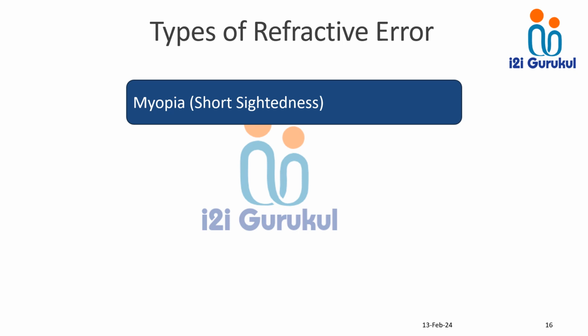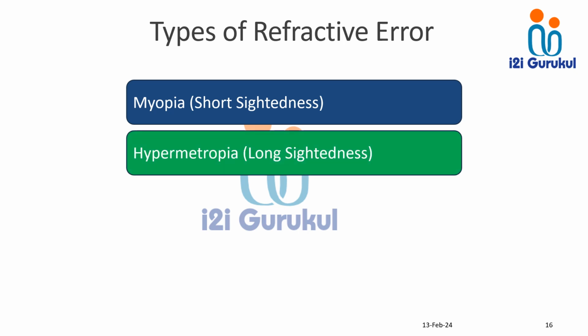So these are the basic treatment options for myopia, the spectacle lenses, that is the concave lenses. Coming to the next point, that is hypermetropia. Another name for hypermetropia is long-sightedness. In this situation, the parallel rays of light coming from infinity are focused behind the retina when the accommodation is at rest.